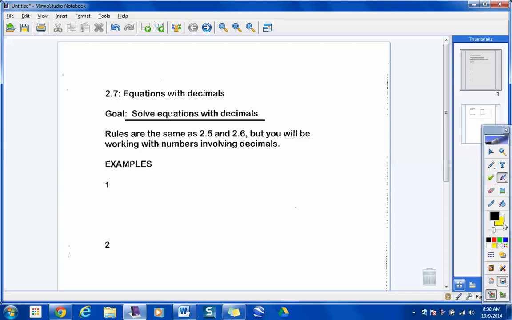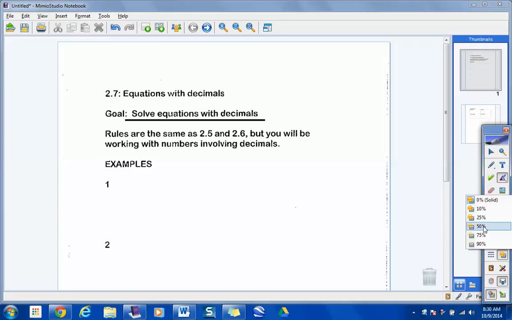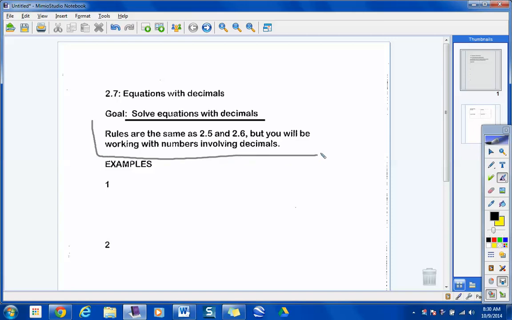All right, hey, right here, guys, it says the following. It says rules are the same as 2.5 and 2.6, but you will be working with numbers involving decimals. All right? So an example might be one of the most famous decimals in the world, 3.14. What's another name for 3.14, by the way?